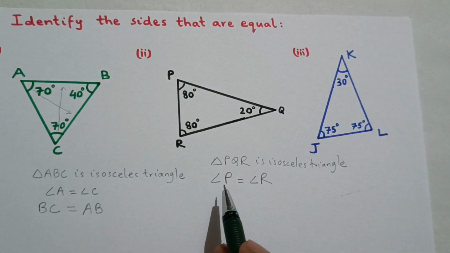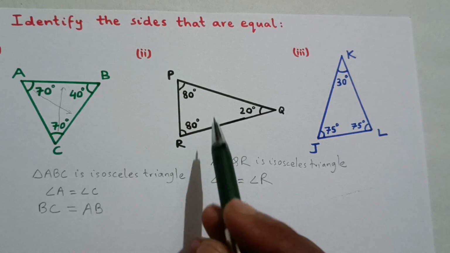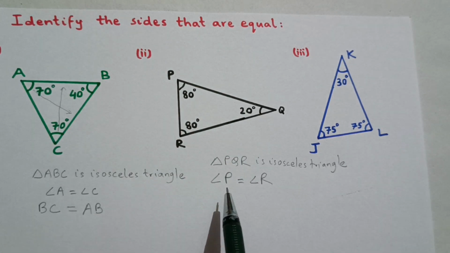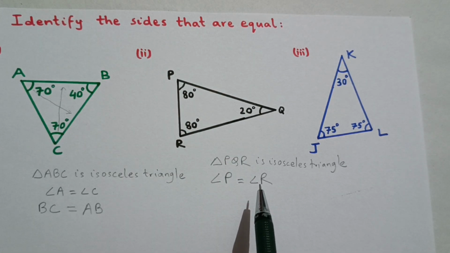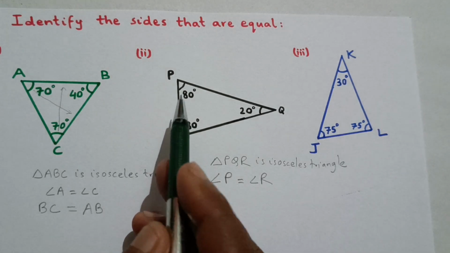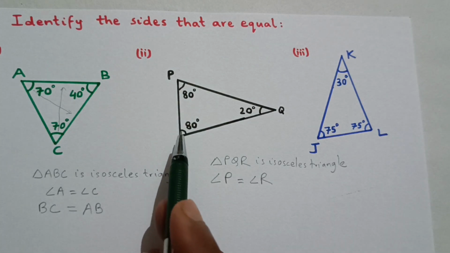Now we know which two angles of this isosceles triangle are equal to each other. So now let us find out which two sides of this isosceles triangle are equal to each other. So let us look at angle P and angle R.